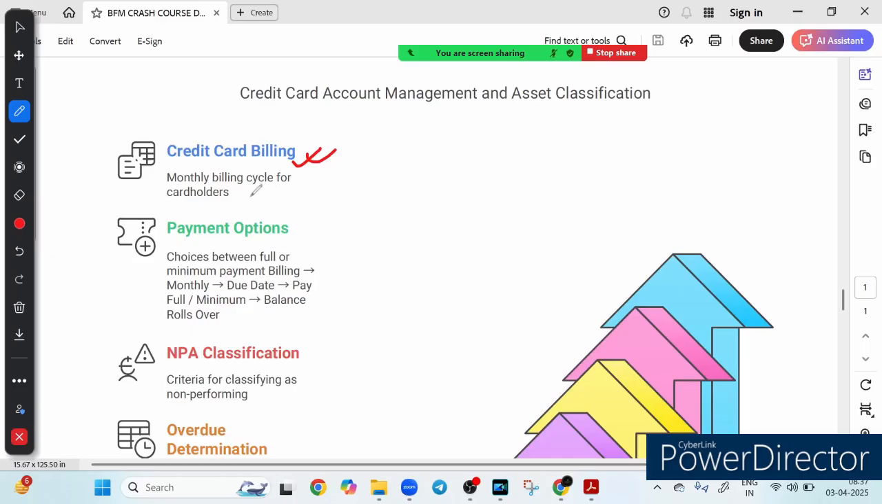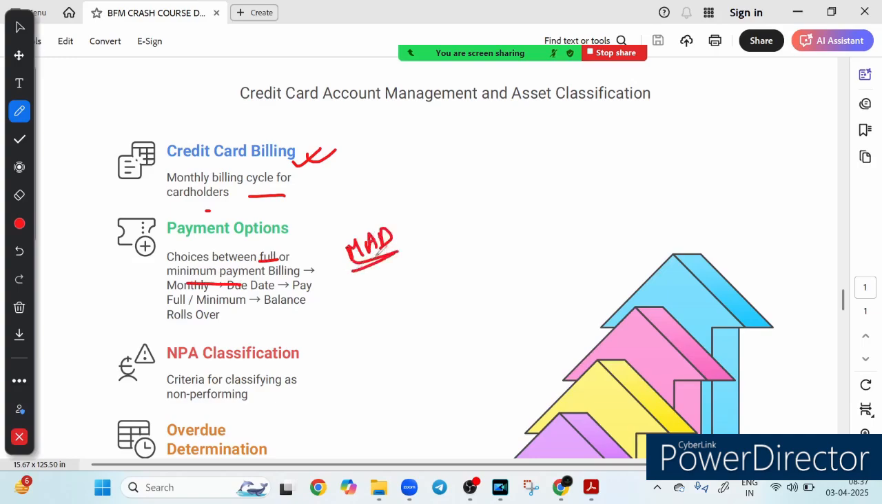So in that billing statement, you will see all the kinds of purchases you made, all the payments you have made, and the total outstanding amount, to avoid any late fee. If you look at the payment options we have, a credit card basically offers payment options. You can choose to pay the full amount, or you can choose to pay the minimum amount, which is called MAD, the minimum amount due, right?